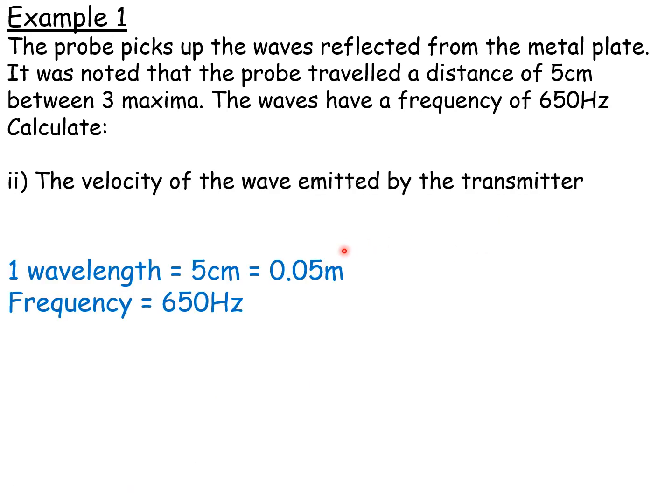Now, to get the velocity, it's very straightforward. We know that the wavelength is 5 centimetres, and we have the frequency, which is 650 Hertz. Then we can use the equation speed is equal to frequency times wavelength, and that gives us the speed of the wave.